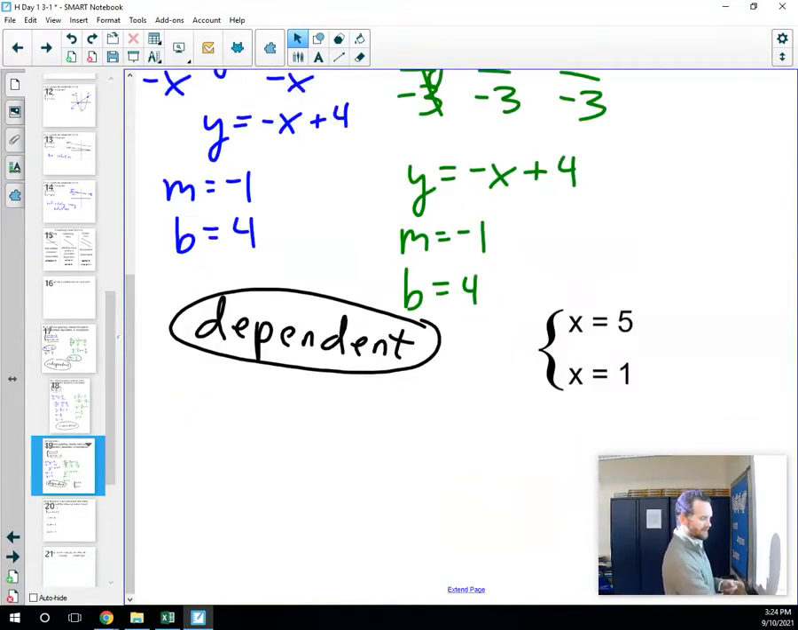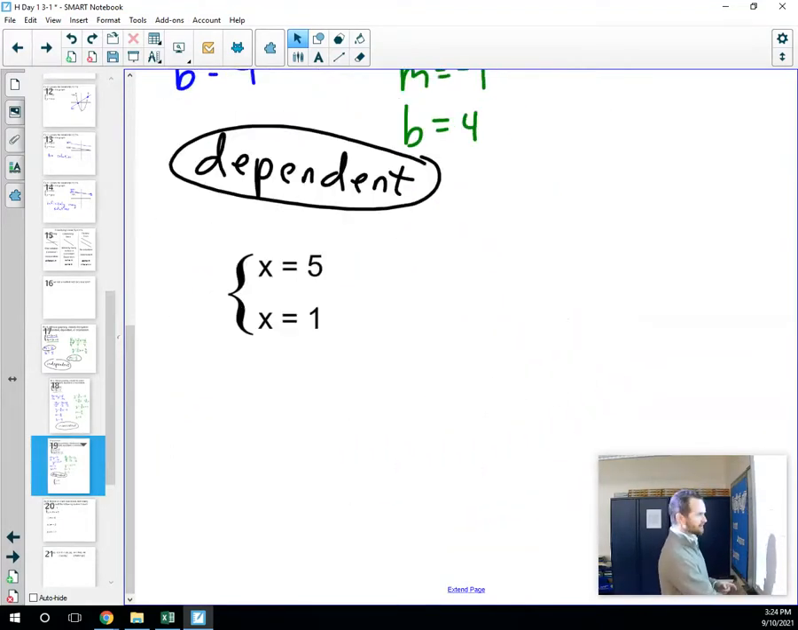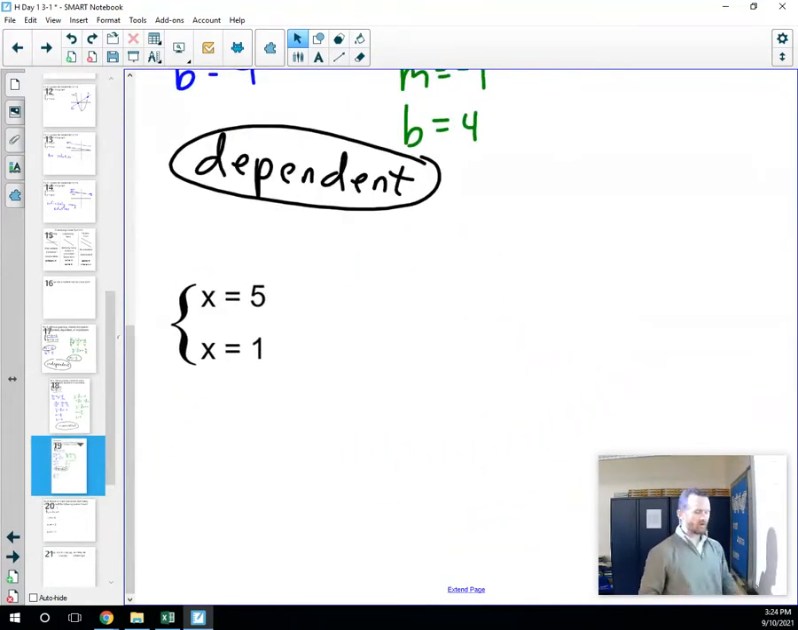This one was a little different, because here we only have one variable. We've got x equals 5 and x equals 1. So we can't really get y by itself because there is no y. So we can't really compare the slope and the y-intercept. I guess technically we could compare the slopes, but I don't want to do that. I just want to sort of think about this.